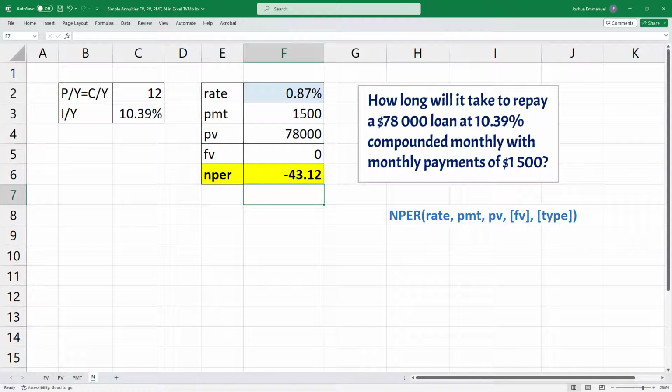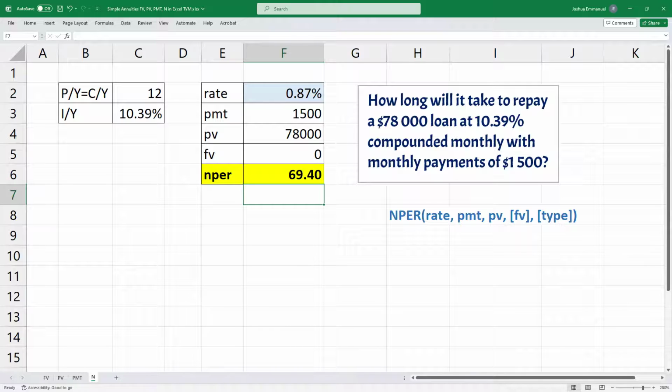It gives a negative number, which means something went wrong. The number of payments cannot be negative. The reason for this negative number is because both payments and present value were entered as positive values in the formula. This is incorrect as they should be moving in opposite direction. One of them must be negative. So if I make payment negative, we see that it gives the correct number of payments.